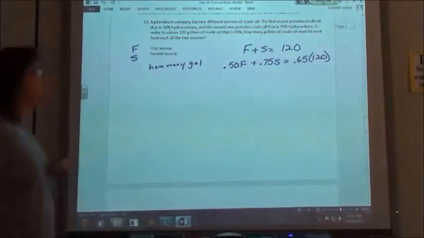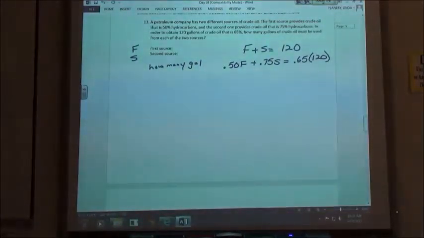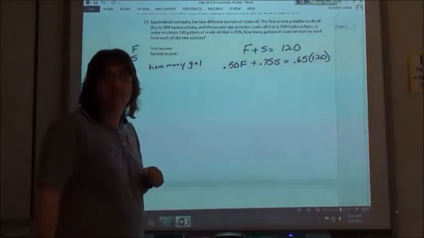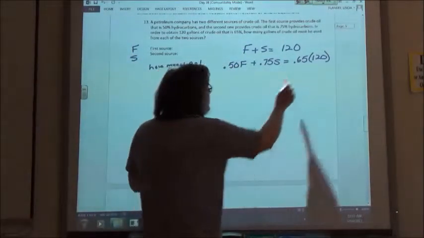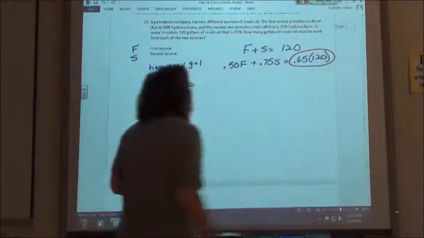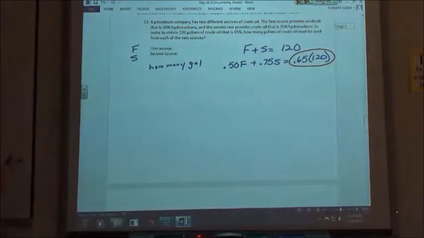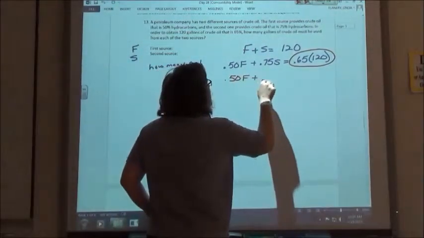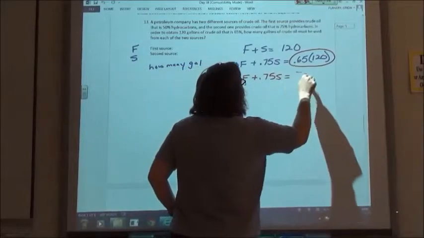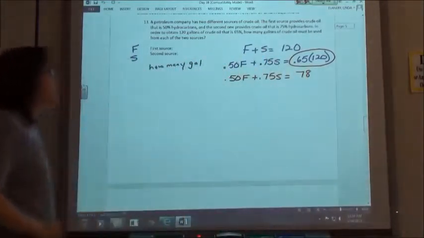So I have to take the 65% of 120 to figure out how many hydrocarbons I had. It didn't say I ended up with so many hydrocarbons. It just says I have 65% of the total. So when I do this one, I'm first going to calculate this number right here. So 65% of 120. 0.65 times 120 is 78. So 0.50F plus 0.75S is going to equal 78 when I multiply that out.